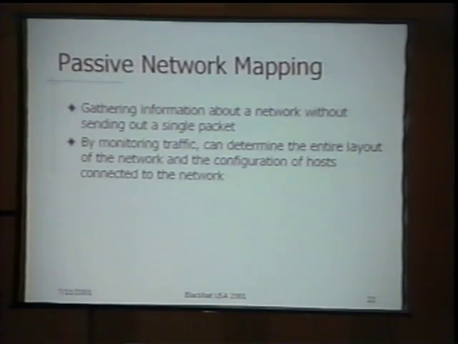Passive network mapping can be defined as gathering information about a network without sending out a single packet. And we're able to do this by monitoring traffic. By monitoring traffic, we can determine the entire layout of the network and the configuration of the hosts connected to the network. If you're a black hat type, this is obvious why it's valuable. You don't send out a single packet. They don't even really have to know that you are there.